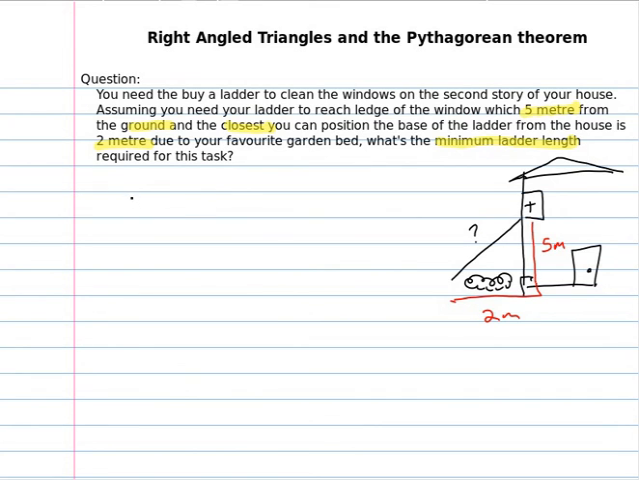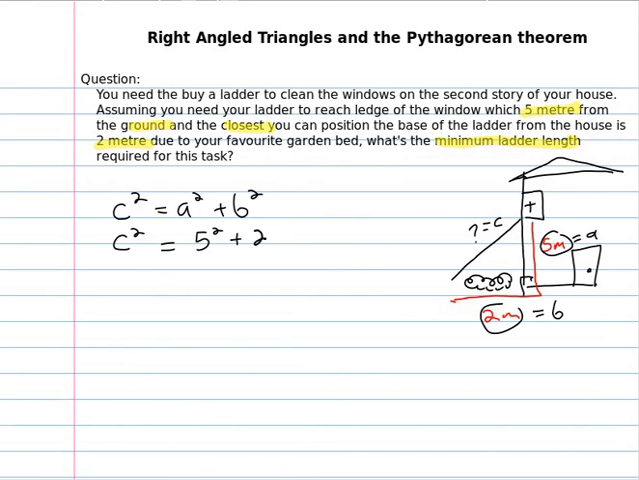Okay, and so what we essentially have here is a right angle triangle, and now we can use our Pythagorean theorem. And so we'll say that the question mark is C, 5 meters equals A, 2 meters equals B. Now, if this isn't making sense, maybe revisit one of the earlier tutorials. So our Pythagorean theorem is C squared equals A squared plus B squared. So we know that C squared equals 5 meters squared, and we get that from there, plus 2 meters from B, which is 2 squared.